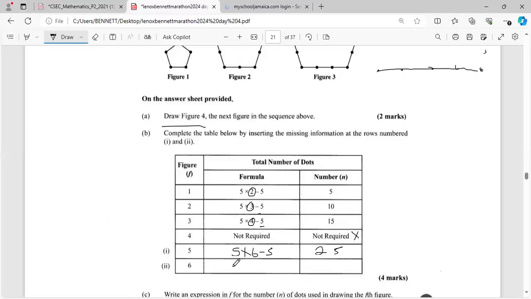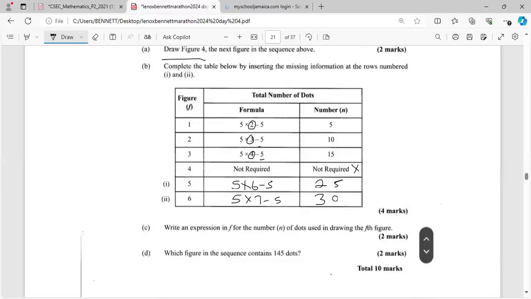Similarly, same thing with this. 5 times 7 works out to 30. For an easy one like this, you find it easy? Still have a reason to. It says write an expression in F for the number of dots used in the join for the F figure.